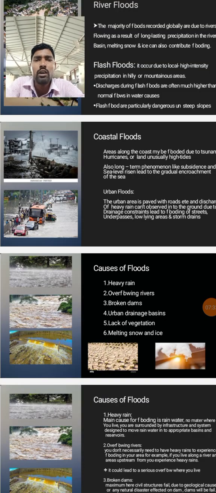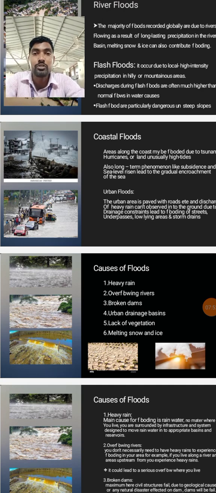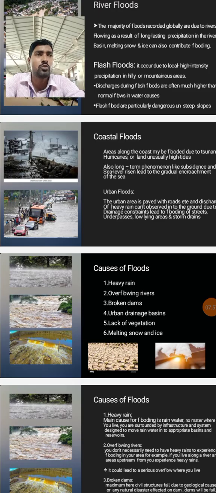So as long term phenomena, subsidence and sea level rise lead to the gradual encroachment of the sea. Here, the sea level gradually rises and the sea comes forward onto the surface of the earth. Such a situation, the floods we call coastal floods. Most coastal areas are very dangerously affected.